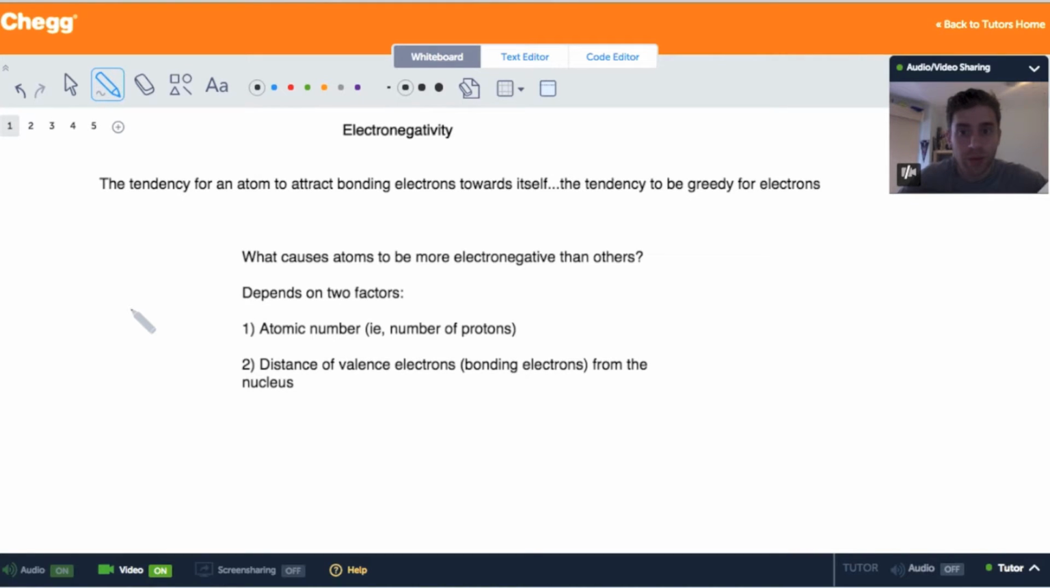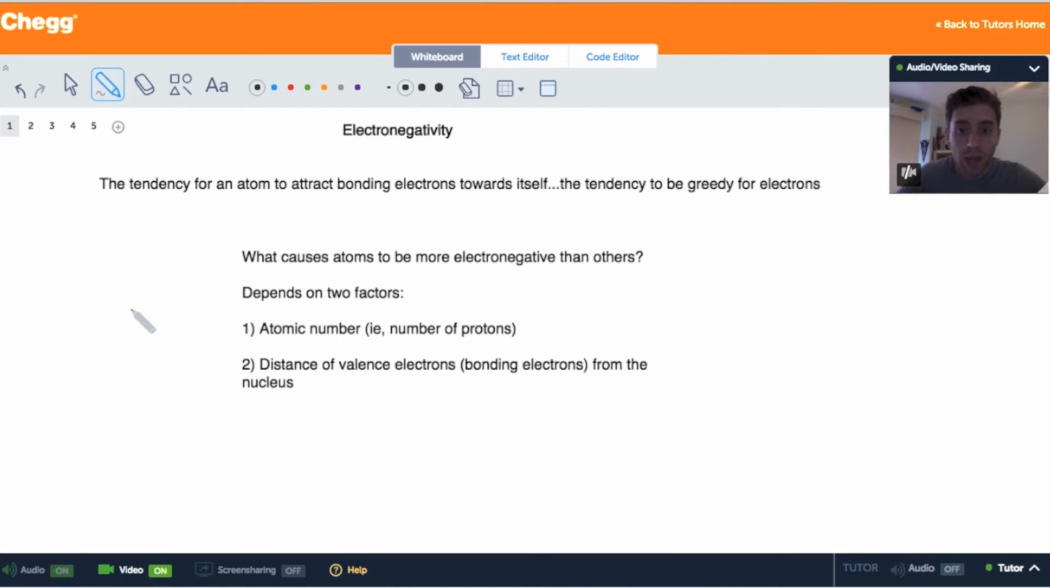This lesson is about electronegativity of atoms, which is the tendency for an atom to attract bonding electrons towards itself when it's in a bond with another atom. So you can think of it as the tendency for an atom to be greedy for electrons. When it's in a bond, if it's more electronegative, it's going to pull and hog those electrons, making itself an electron-rich environment, while the other atom is in an electron-poor environment.